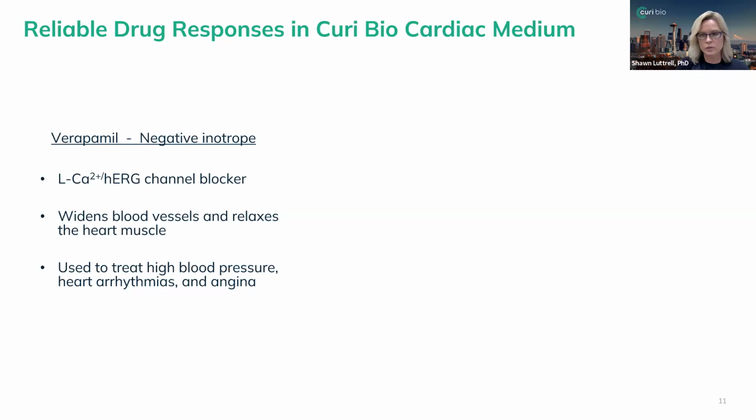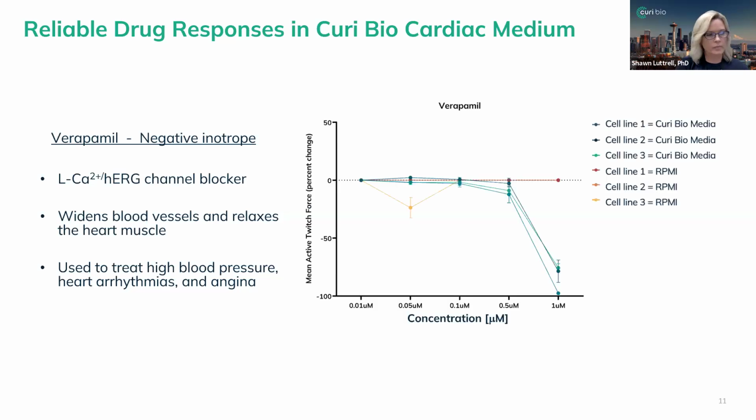When we apply this to our mini heart tissues, we can see a clear reduction in force at the highest concentrations in our media. However, tissues cultured in RPMI show either no response or an inconsistent response. And since this drug is an L-type calcium channel blocker, this could indicate tissues grown in RPMI may have reduced expression of this ion channel, which is in line with our previous calcium experiment that I just showed you.